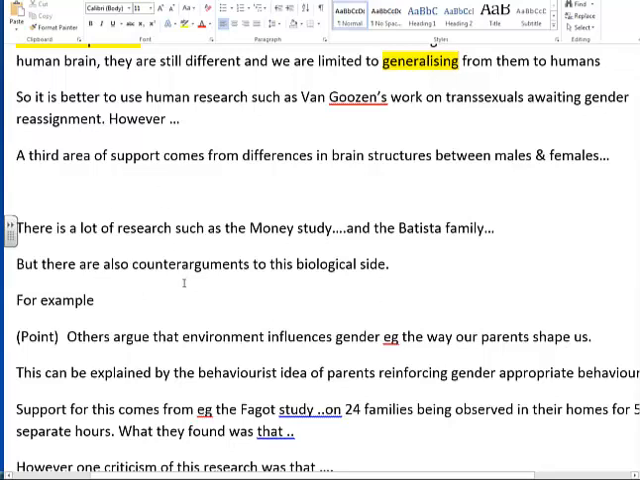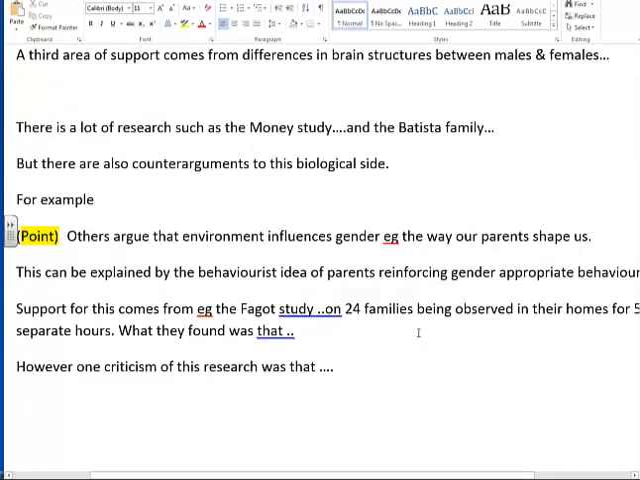So there are also counter-arguments, though, and this is key. We've put in some evaluation. We need to throw in a bit more. For example, point. Okay, so we're going to start off again with our point. Others argue that environmental influences influence gender. So, for example, the way our parents shape us. This can be explained by the behaviourist. Remember, shaping is more behaviourist. We're going to bring in SLT in a moment. It's a behaviourist idea of reinforcing gender-appropriate behaviour.